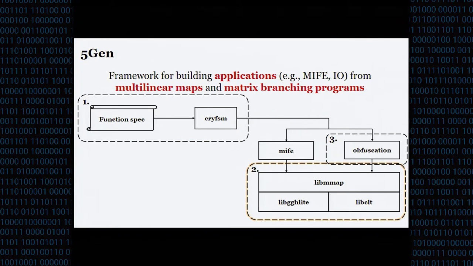Okay, so now let me briefly discuss multilinear maps and the library we built there, and then I'll describe how we can combine these two to build obfuscation.